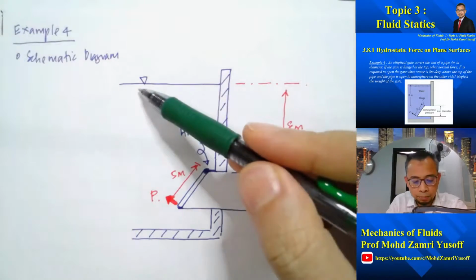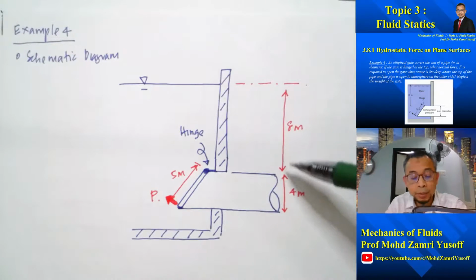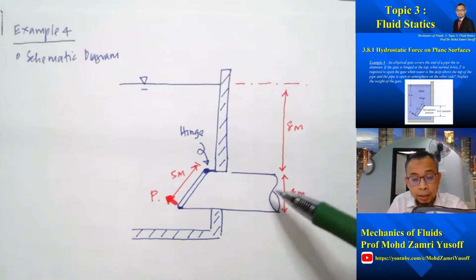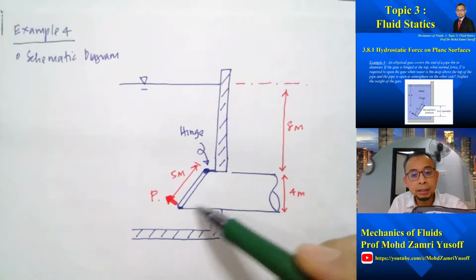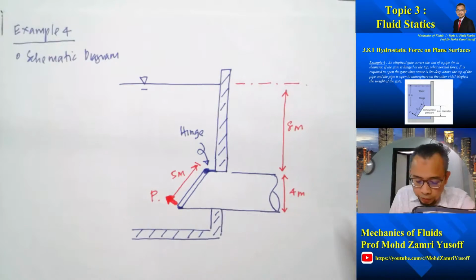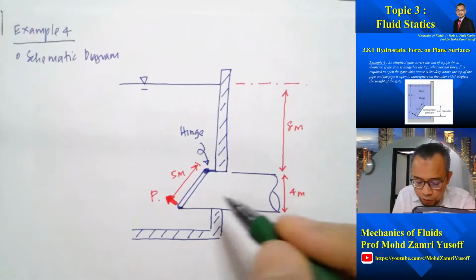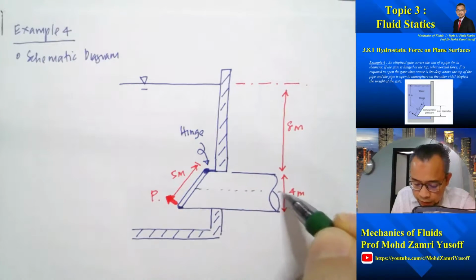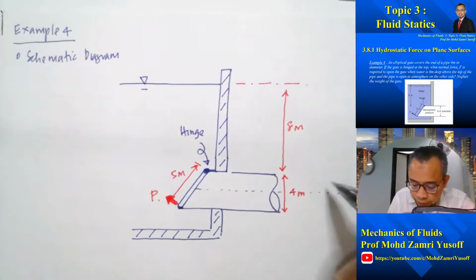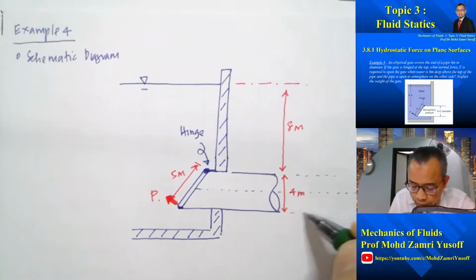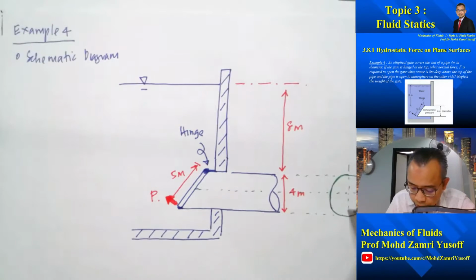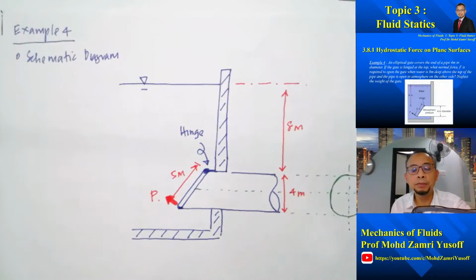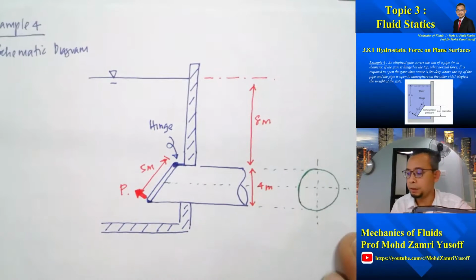So we have water. The surface of the water is 8 meter above the pipe. So this is the pipe. The pipe is circular, and at the end of the pipe there is a gate. So the gate is of elliptical shape. If you view the pipe from normal directions, this is what it looks like. So it's circular, whereby the diameter of the pipe is equal to 4 meter.